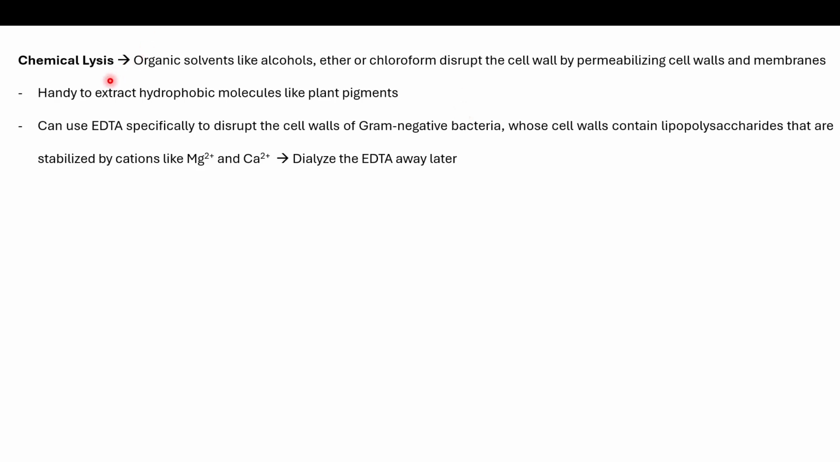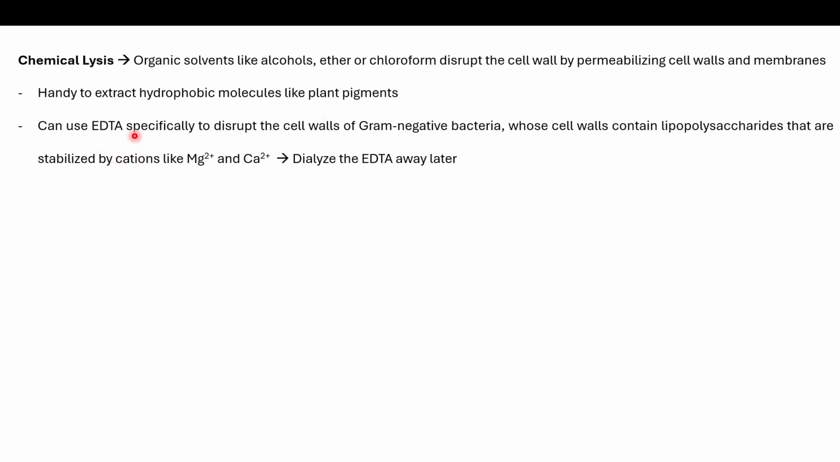Then there are chemical lysis methods, where you disrupt the cell by treating it with different kinds of solvents or chemicals. There can be organic solvents like alcohol, ether, or chloroform, which disrupt the cell wall by permeabilizing the cell walls and membranes. Even for nucleic acid or RNA extraction, one usually treats the cells with chloroform, which creates pores and takes out the intracellular content of the cell. So the chemical lysis method is very handy and useful in extracting hydrophobic molecules like plant pigments.